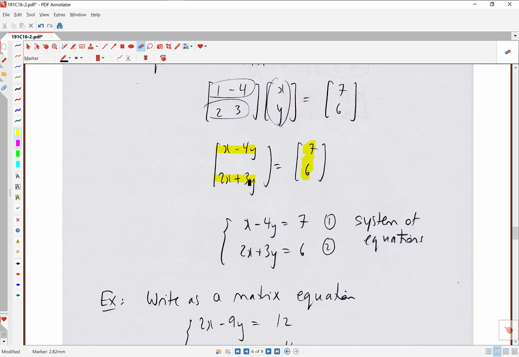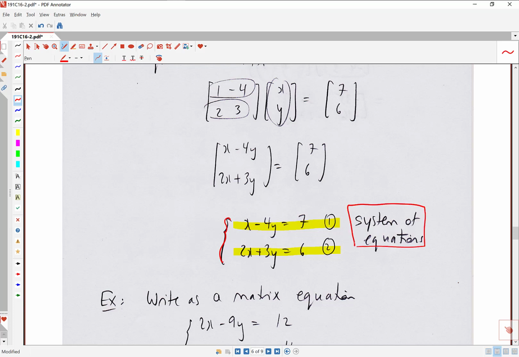Okay, and then we know what it means for two matrices to be equal. Basically, you're getting one piece of information from each position in the matrix. So one piece of information is that x minus 4y equals 7. And the other piece of information is that 2x plus 3y equals 6. And if we just describe this object that we've just created here, we would say that it is a system of equations.